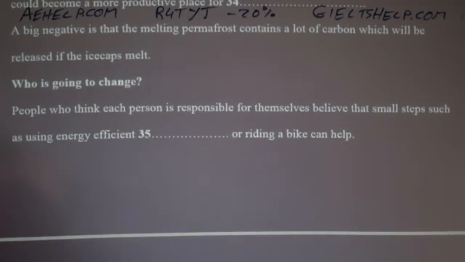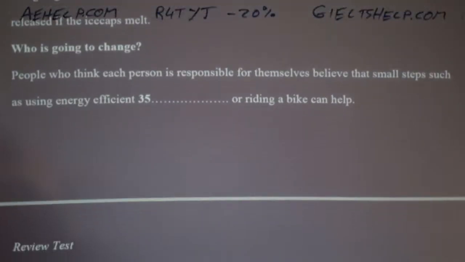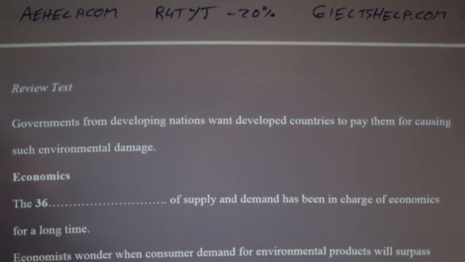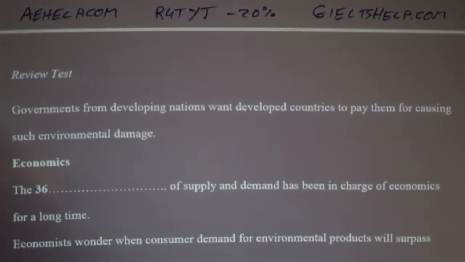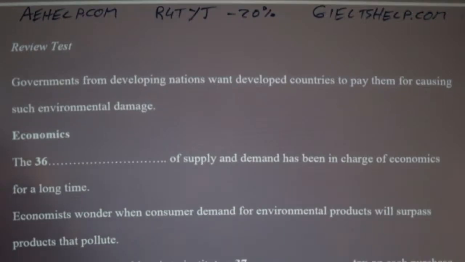Advocates of personal responsibility claim that small personal measures, such as changing light bulbs or riding a bike, can make a significant difference. On the other hand, governments from developing countries are calling for economic reparations to be paid by developed nations because, after all, it is the rich who cause most of the environmental damage and made money from it. The other major group that has profited from our increasing environmental degradation are corporations.